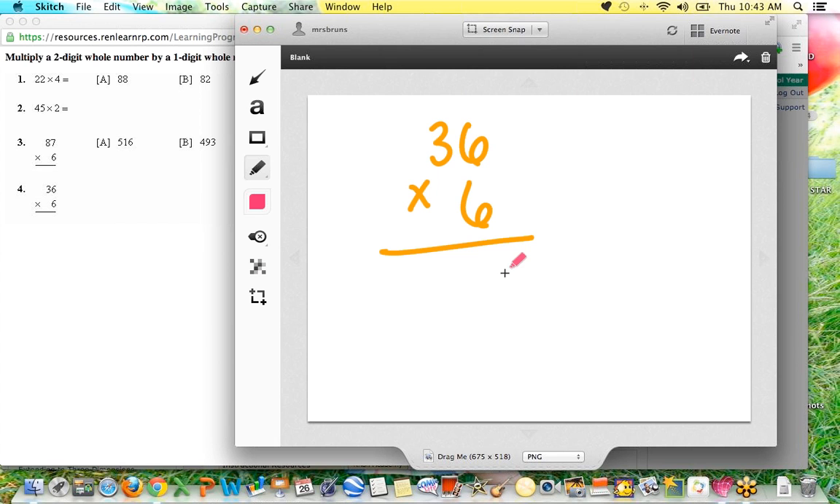It really helps when you've memorized your multiplication facts, because then you can go a lot faster instead of having to look up all your facts while you're working out problems.